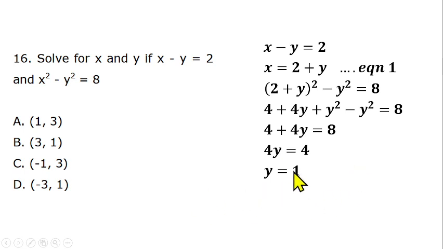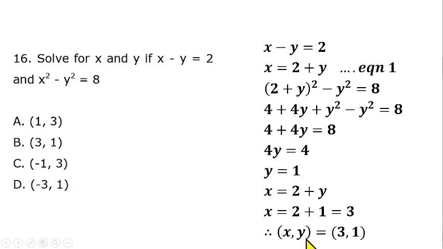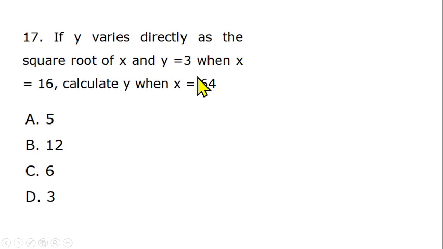Then from there, when you know y, you can get your x from equation 1 here. So we have equation 1 to be x equals 2 plus y. So put your y here, so you know that x will be equal to 2 plus 1. That will give us 3. So therefore the answer is 3, 1. So x is 3, y is 1, and that means option B is the correct option for question number 16.